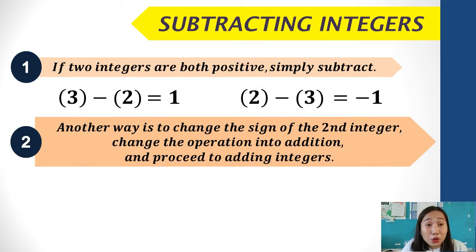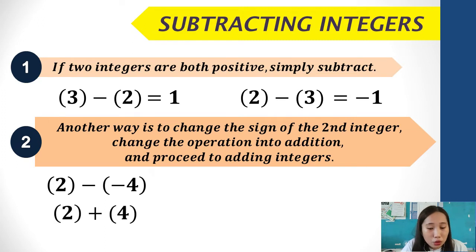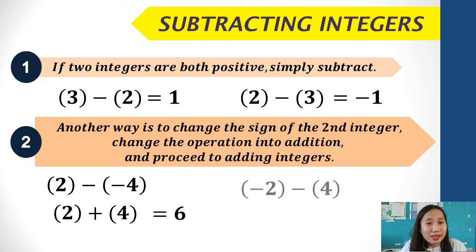And then, second rule, another way is to change the sign of the second integer, change the operation into addition, and to proceed to adding integers. Okay, 2 minus negative 4. So, ang gagawin mo daw dito, itong pangalawang integer, si negative 4, i-change mo daw yung sign. From negative, naging positive siya. Pagkatapos, instead na i-minus mo na, i-plus mo na. Nagiging 2 plus 4 na siya. So, ano ba yung 2 plus 4 natin? We have 6.